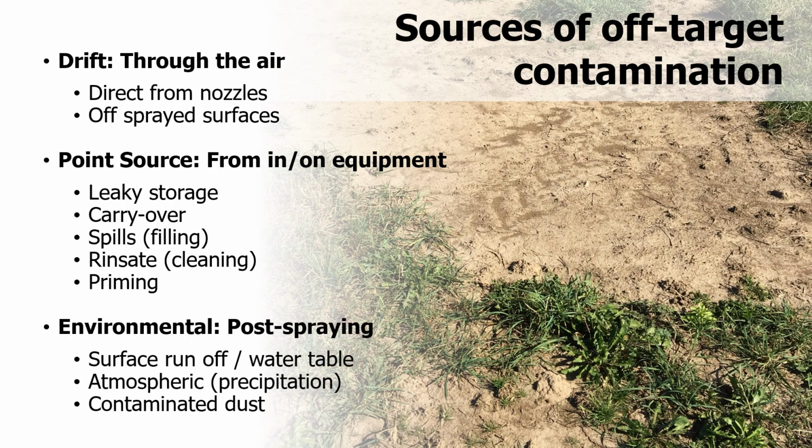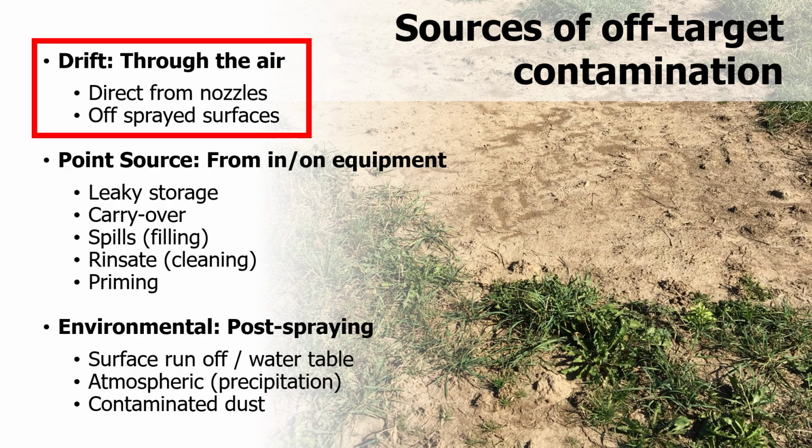And there's also environmental contamination after you've sprayed, like surface runoff. Rain can take stuff where we don't want it to go, right into the water table, right into a river or lake. There's also atmospheric contamination. Believe it or not, tiny amounts of pesticide have been found in Arctic ice and remain airborne a long time. And when it rains or it gets caught up in the precipitation cycle, it can go quite a distance. Even contaminated dust blowing around is a source of contamination.